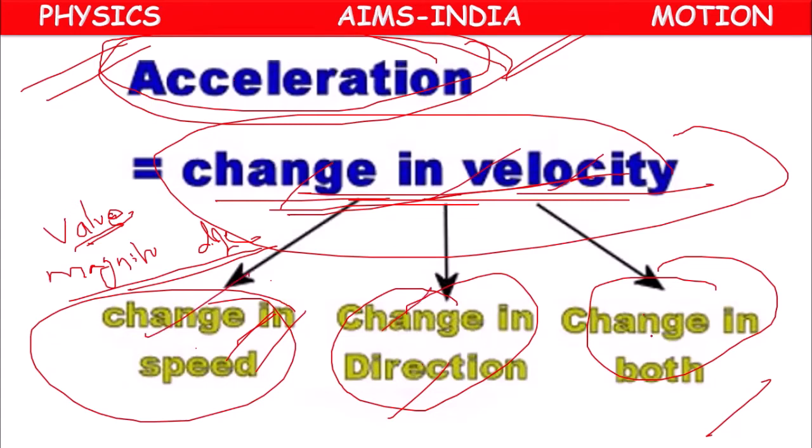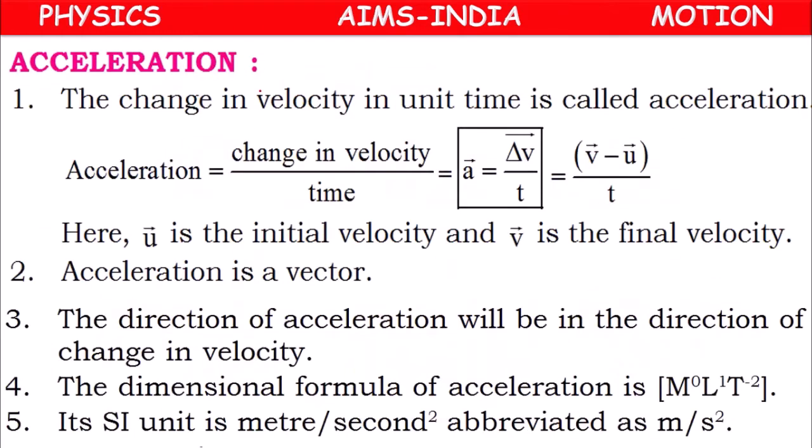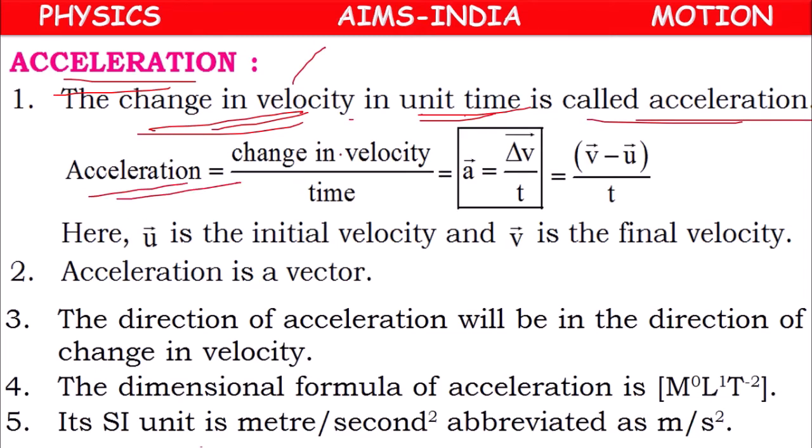The reason may be any one of these, but change happened. So that's why there is acceleration. So here, acceleration means the change in velocity in unit time, means in 1 second, how much velocity changed. That is called acceleration. So acceleration means change in velocity by time. Change in velocity, what is the symbol, children? Delta V bar. Delta stands for change, V stands for velocity, bar stands for vector. So change in velocity by time.